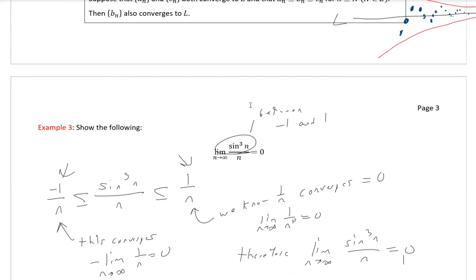So that's how you would use the squeeze theorem. You won't use it all the time, but it can be helpful for those that you can't solve otherwise or use L'Hopital's with. L'Hopital's will be another common thing to work with on a lot of these.